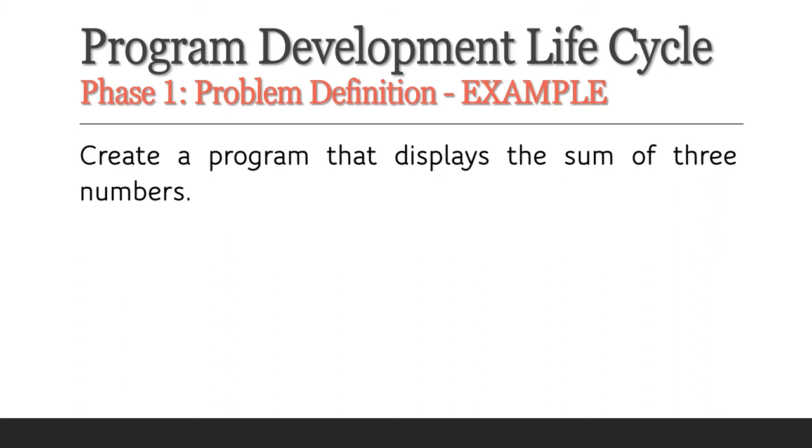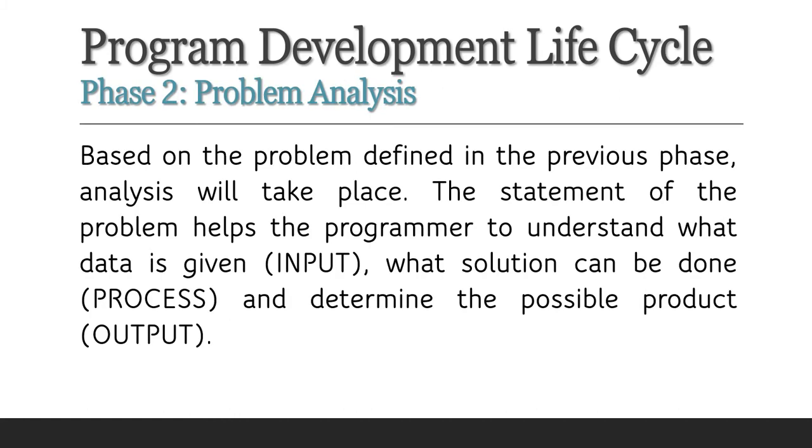Let's take a look at a simple example. Create a program that displays the sum of three numbers. Based on the problem, we have to have three numbers, so this will be our input. What would be the process? We have a clue here that says sum, meaning we are going to add the three numbers, using the arithmetic operator, the addition. And it shows that the output is the sum. The problem defined is clear because it states the input, the three numbers, the process, addition, and the output, to display the sum.